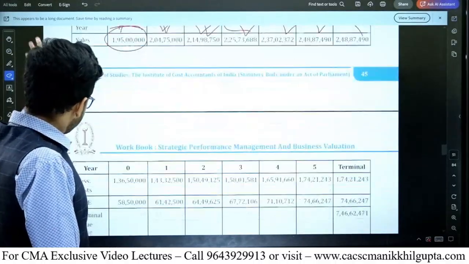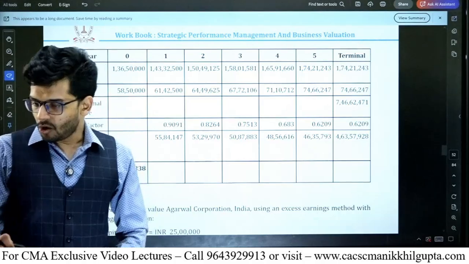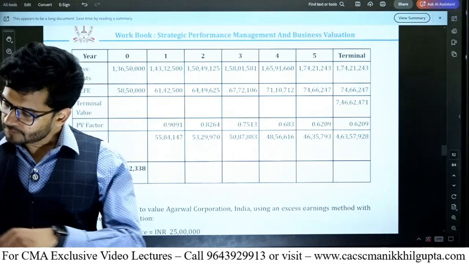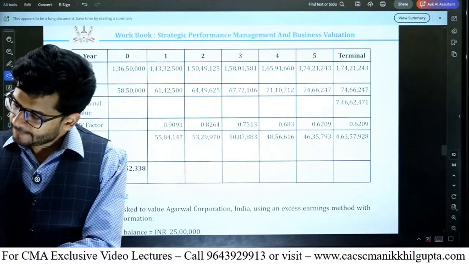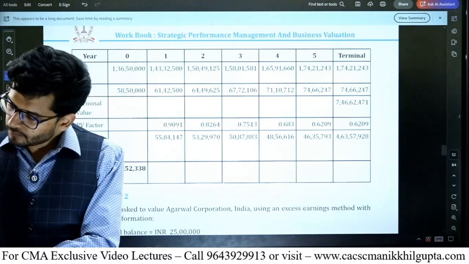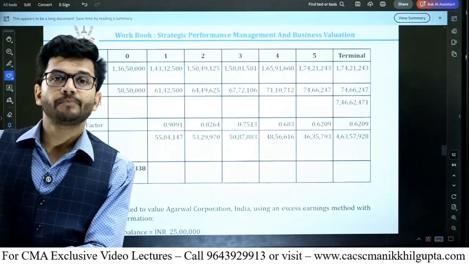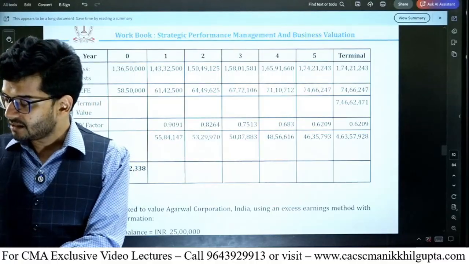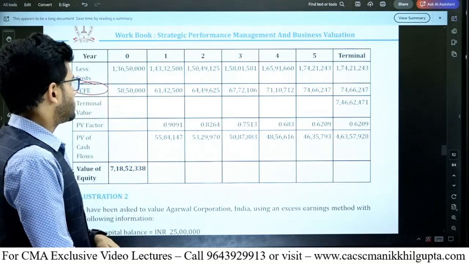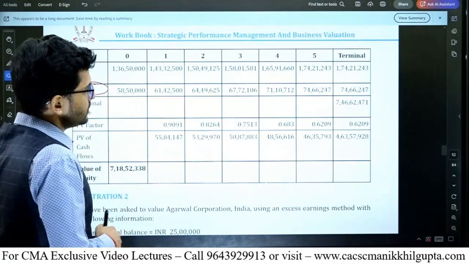Then we reduce the cost from it, whatever costs are there. Costs are also mentioned in the question itself. So it says that the royalties, distribution and production will cost 70%. 70% of the sales is the cost. So we'll calculate the cost accordingly. This we get as the free cash flow to equity, and we'll calculate the terminal value as well.